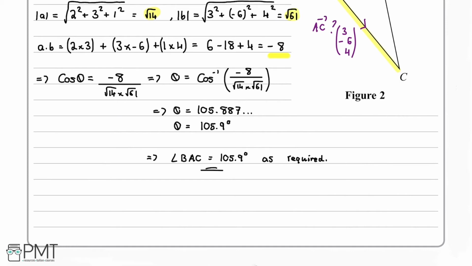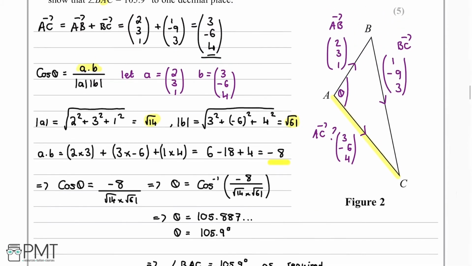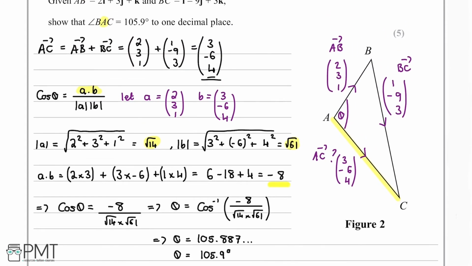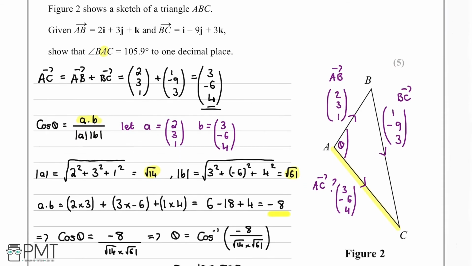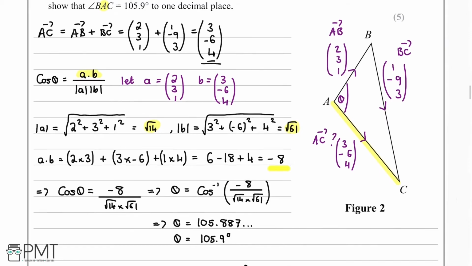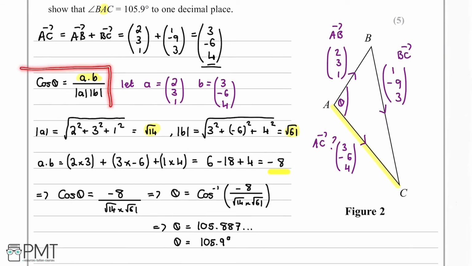So we'll now go back and take a look at where the marks run off in this question. We can first see that there were 5 marks available for this question. Our first mark comes from knowing to calculate the length AC. When we calculated (3, -6, 4), we received our first mark. We then receive our second mark for knowing to use the formula cos theta equals the dot product divided by the magnitude of A multiplied by the magnitude of B.